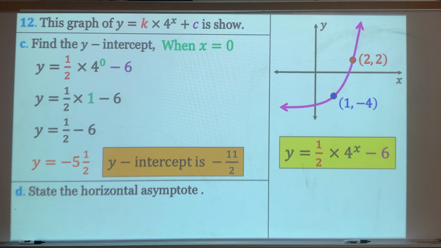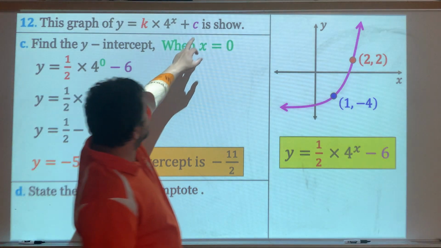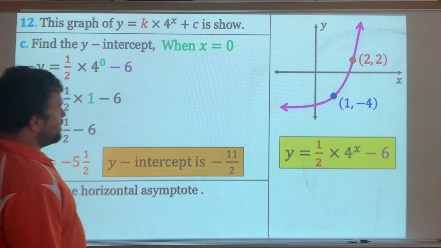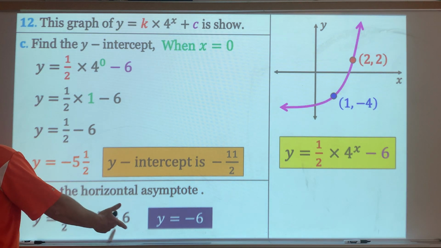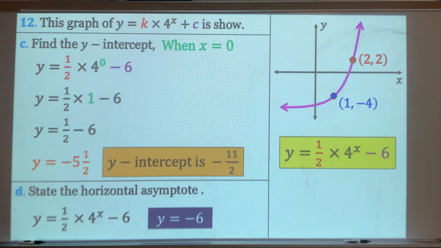Next one, state the horizontal asymptote. This can be found pretty easily. How do you find that? Let's see. Horizontal asymptote. y equals -6. It's whatever c is. Right? That's it.